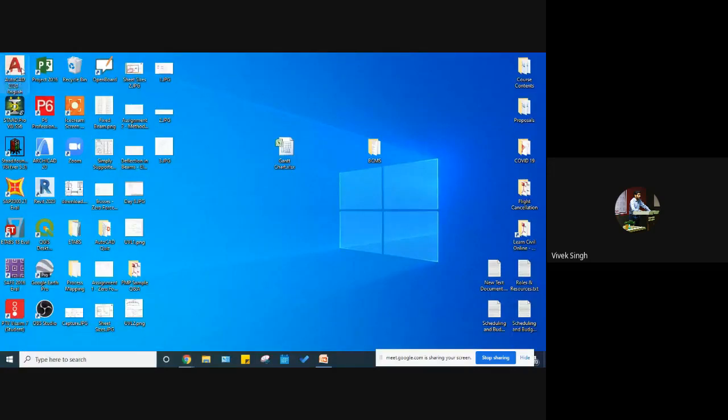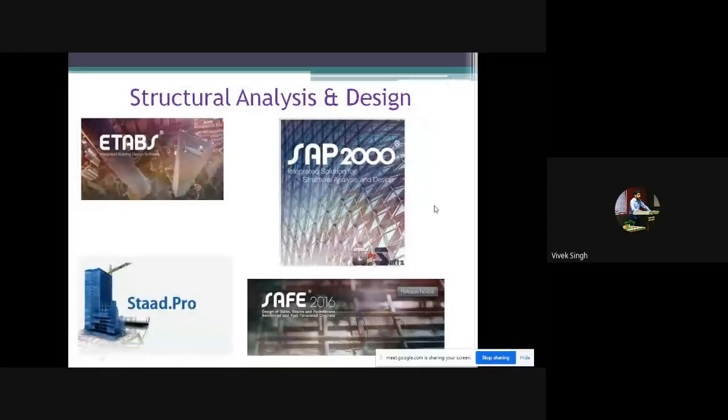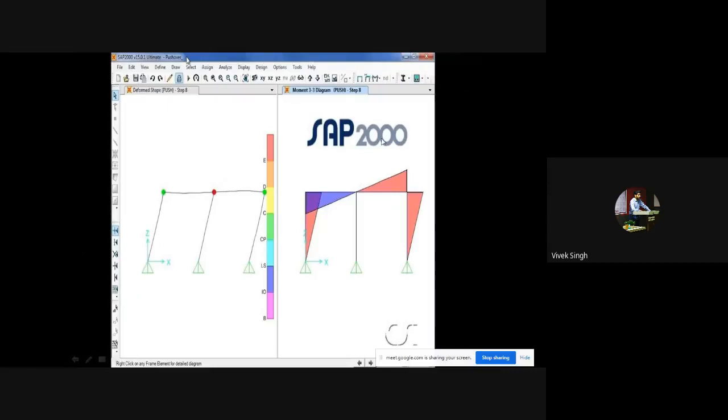You can see this is AutoCAD here. Where is ArchiCAD? This is ArchiCAD, you can see. And where is ETABS? You can see this is ETABS. And then SAFE. This is SAFE 2016. There is SAP as well. This is STAAD, STAAD Pro, STAAD Foundation. So these are the softwares which are used for designing, and there is STAAD Foundation as well, which is not mentioned here. So you can see this is SAP 2000.